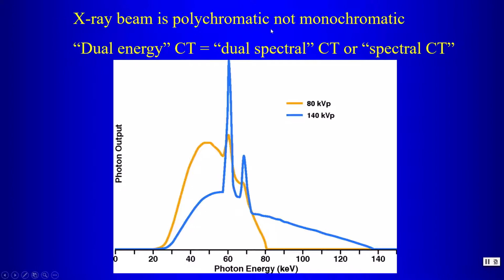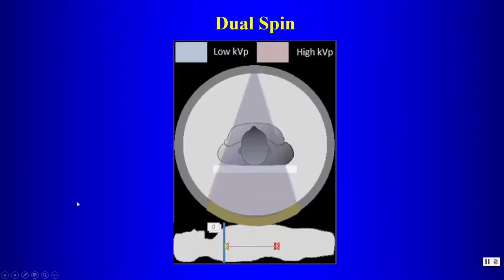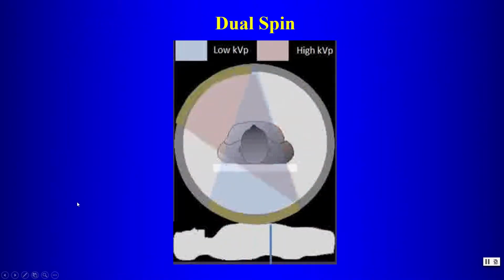And with dual energy CT or dual spectral CT or spectral CT, we try to take advantage of the difference in this range of energies between high energy and low energy scanning to decide on the material composition of particular materials that we're interested in, usually iodine, within the soft tissues.